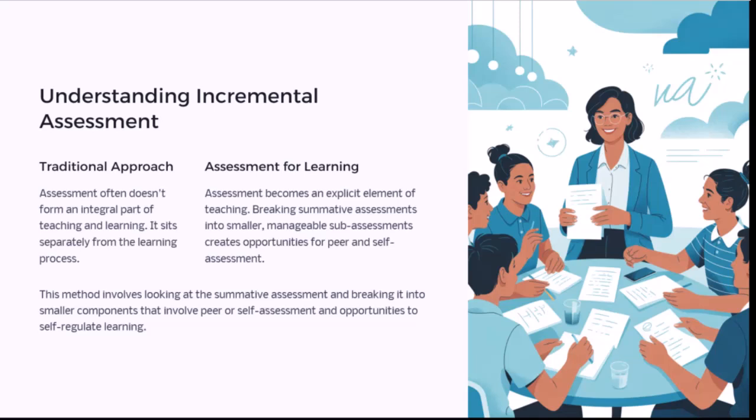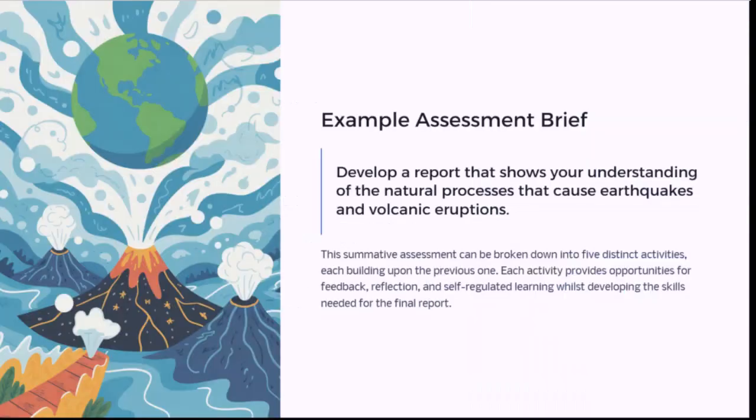This involves looking at the summative assessment and breaking it into smaller, more manageable sub-assessments that involve different self-regulated strategies, such as setting goals, peer assessment, self-assessment, or task breakdown. Let us look at an example of this. An example assessment brief may be where a student has to develop a report that shows their understanding of the natural processes that cause earthquakes and volcanic eruptions. This summative assessment can be broken into 5 distinct sub-assessments, each building on the previous ones.